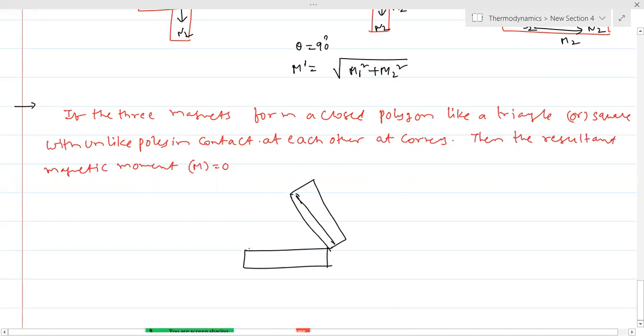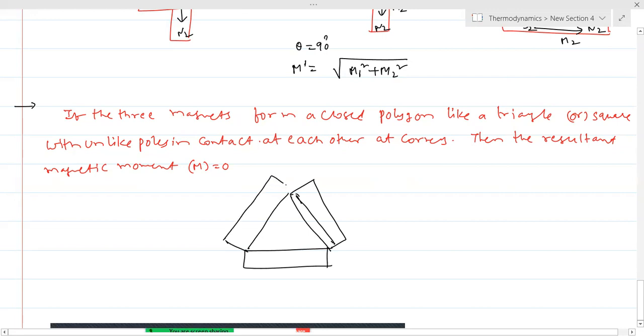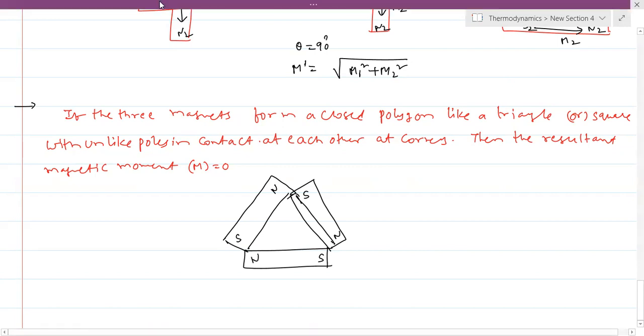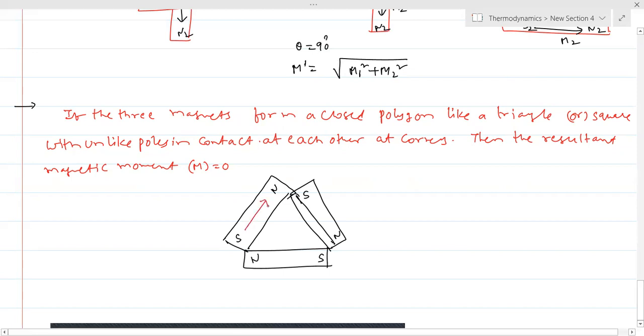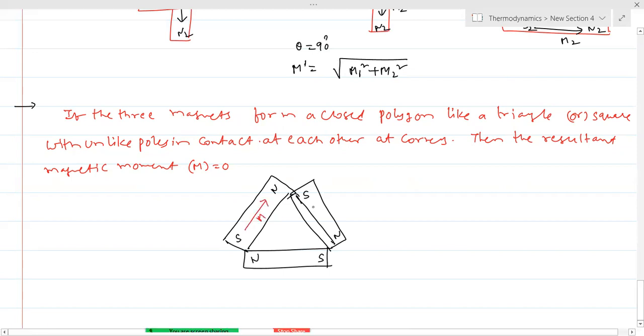So we are taking three magnets in the form of an equilateral triangle. Their unlike poles are in contact. This is S and this is N, and this is S and this is N. Suppose they have equal magnetic moments: S to N is magnetic moment M, and S to N is magnetic moment M.